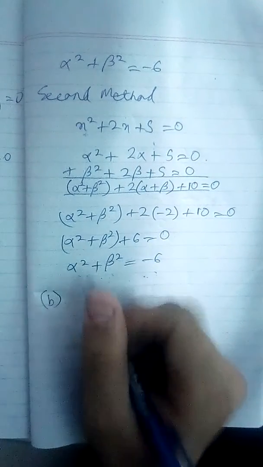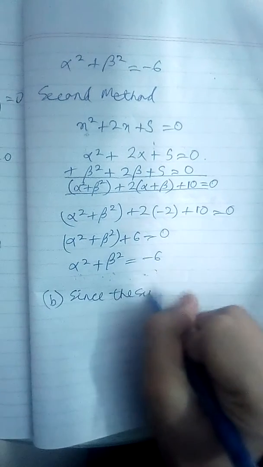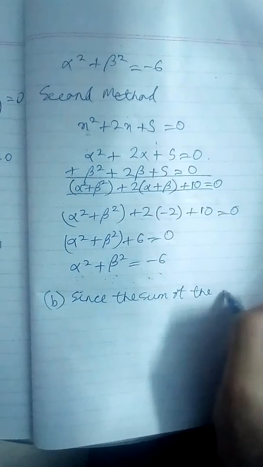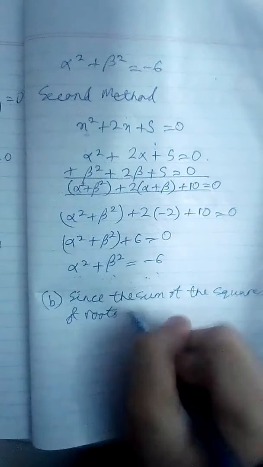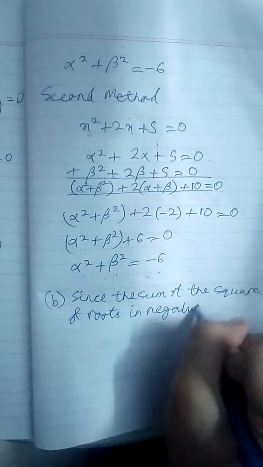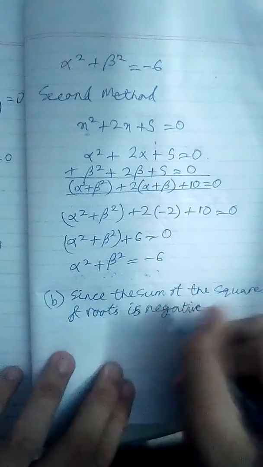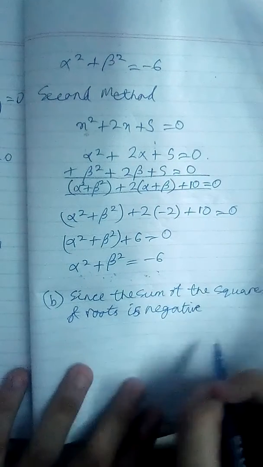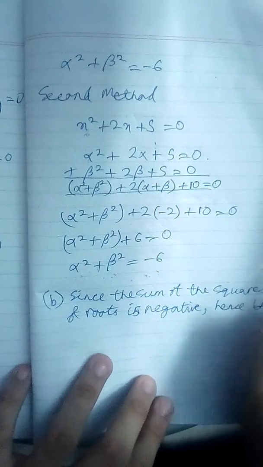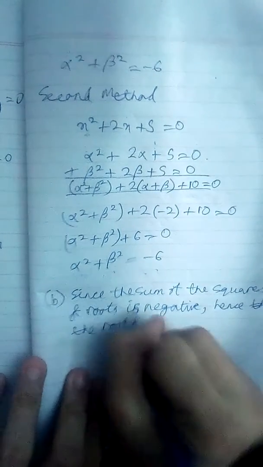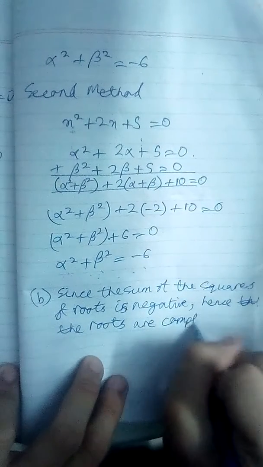We would write part B. Since the sum of the squares of roots is negative, since the sum of the squares of the roots is negative, hence the roots are complex.